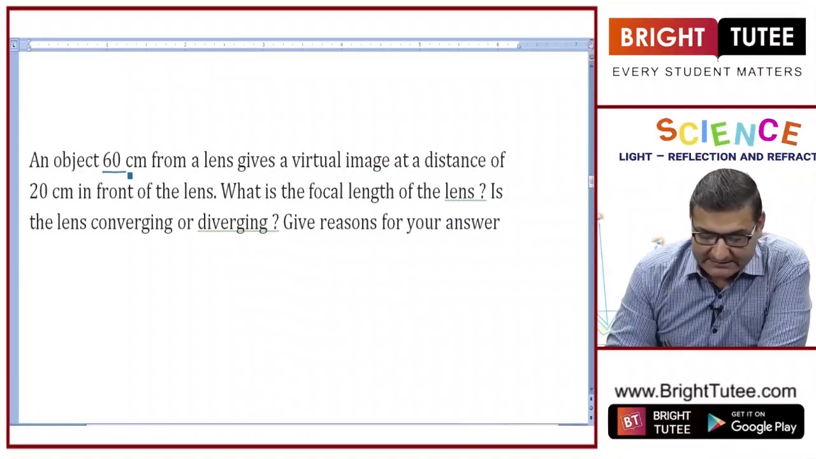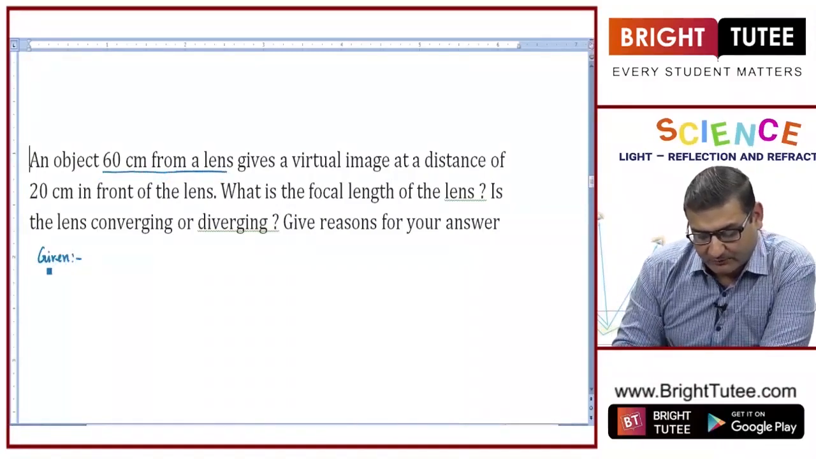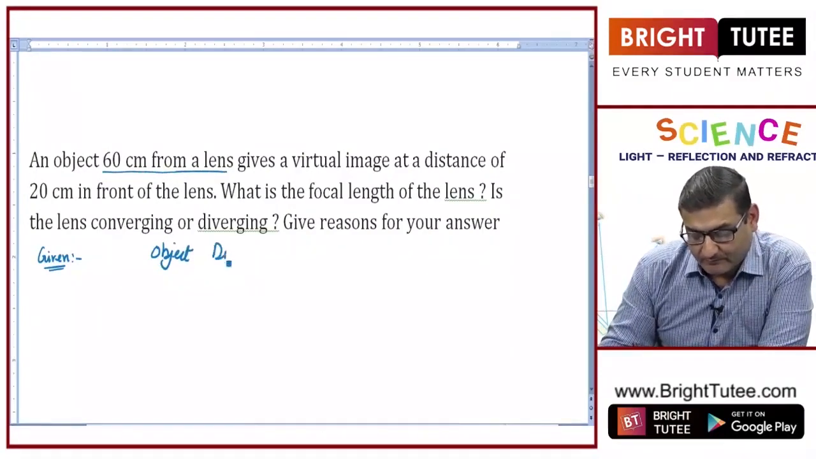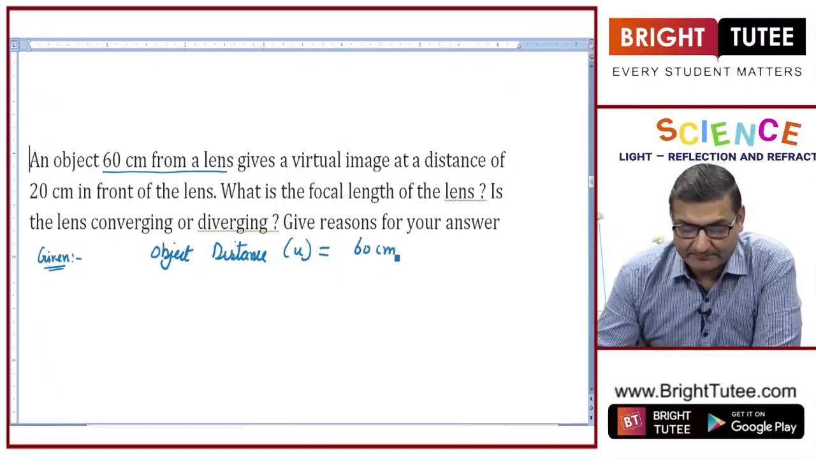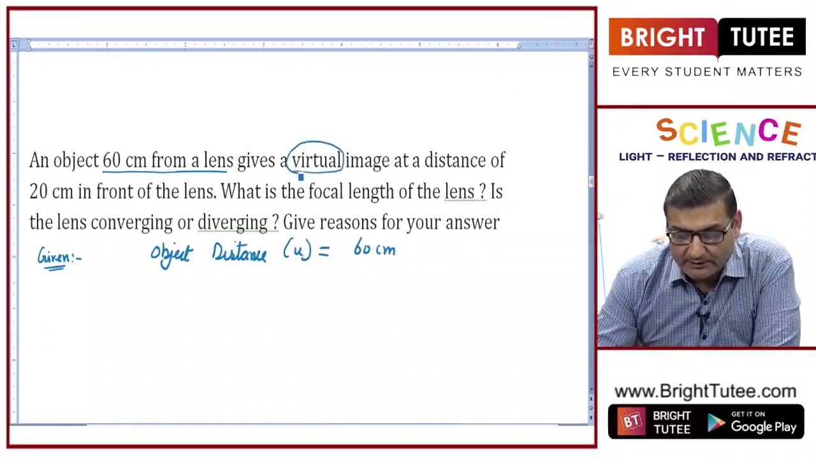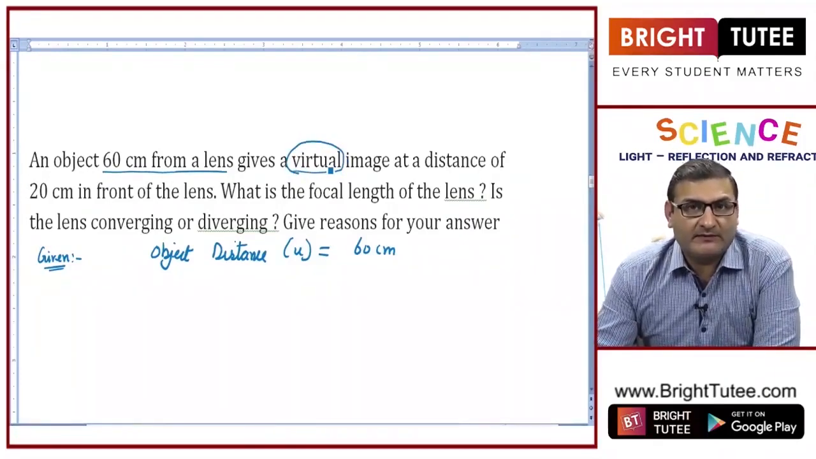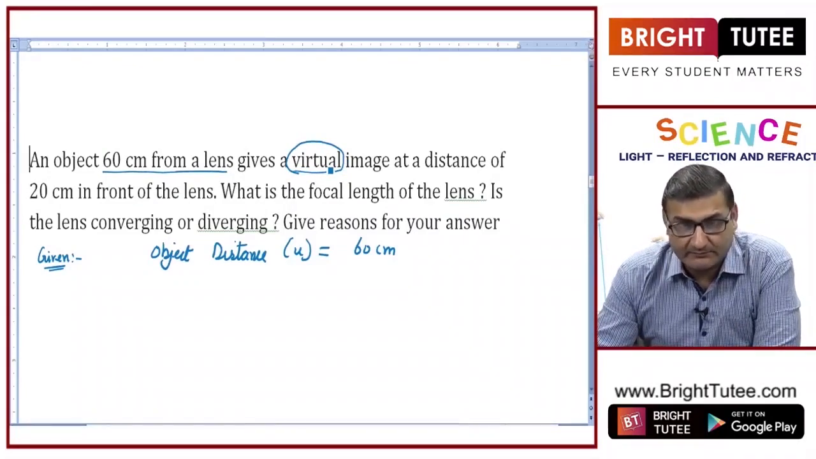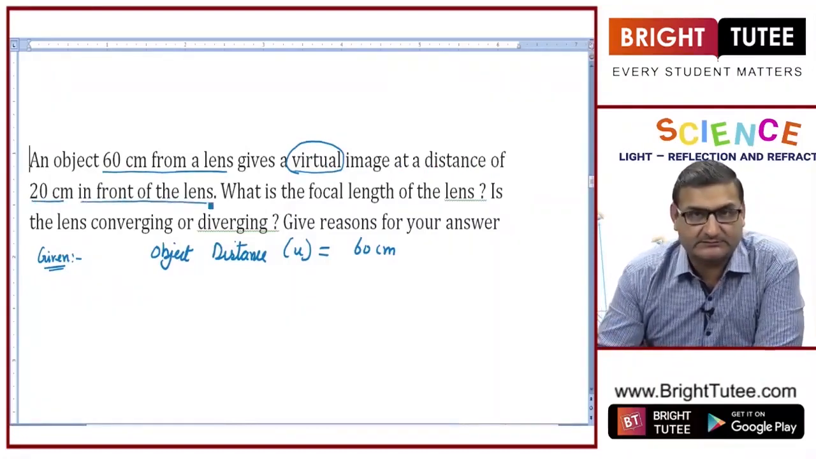An object 60 centimeters from a lens. What we are given in the question is object distance. Object distance represented by small u is equal to 60 centimeters. It gives a virtual image. Now, virtual images are always formed in front, that we need to remember, right? We'll be using it in sign conventions. Virtual image at a distance of 12 centimeters in front of the lens.